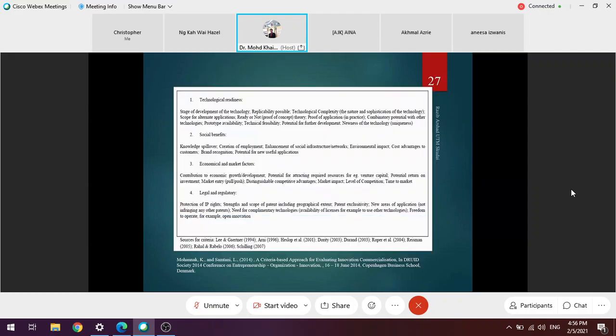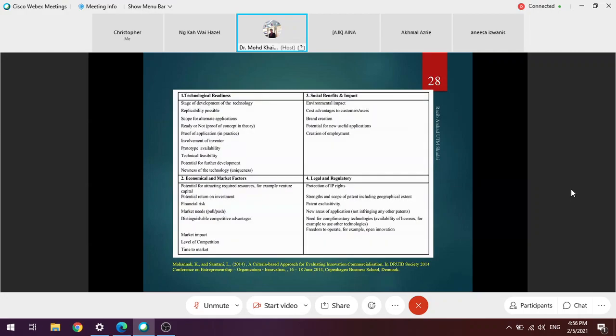Okay, so we have so many more sources or criteria such as technology readiness, social benefits, economical and market factors, legal and regulatory. A lot of things you have to read on this one, all right? So again, this is the mapping of the technological readiness, benefit impact, economical, legal and regulatory. So in the company, as a transferor, either in the business or in the research institution, you have to do this mapping to make sure that you understand where your position is, what your strengths and what your weaknesses are in terms of this.